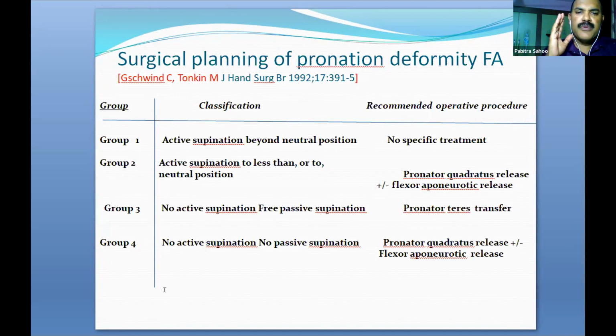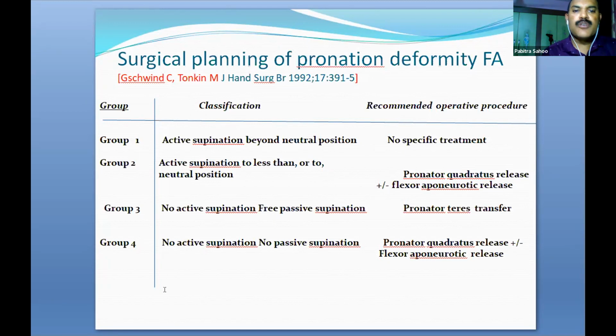So in case active supination is less than the neutral position, pronator quadratus release, not pronator teres release, associated with flexor aponeurotic release. We'll discuss what that flexor aponeurotic release is. So group 2 varieties: pronator quadratus and flexor aponeurotic release, when the child cannot actively supinate the forearm to the mid prone or neutral position.